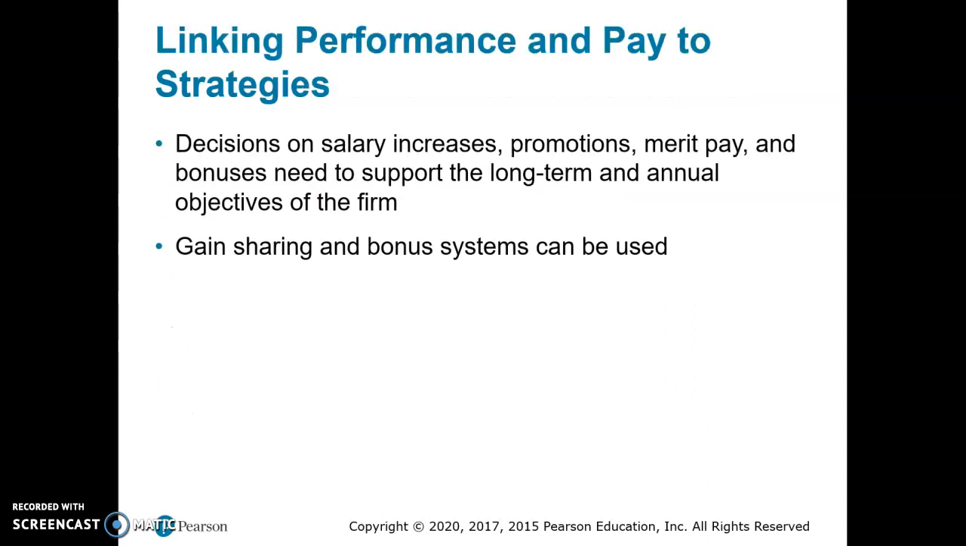We have to decide, and I think this is one of the most important, how we're going to link pay and performance to our strategies. These are things like, are we going to give salary increases, promotions? Do we use merit pay? Do we use bonuses? What is going to be the best way to motivate our employees and to help us to achieve our goals and our strategies?